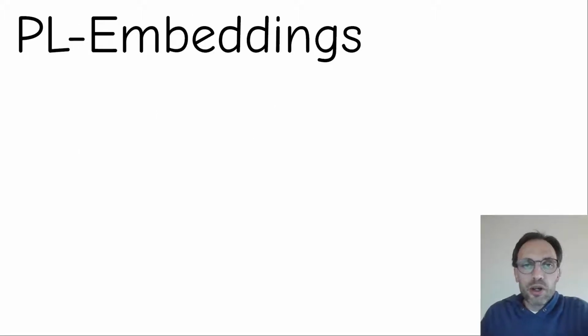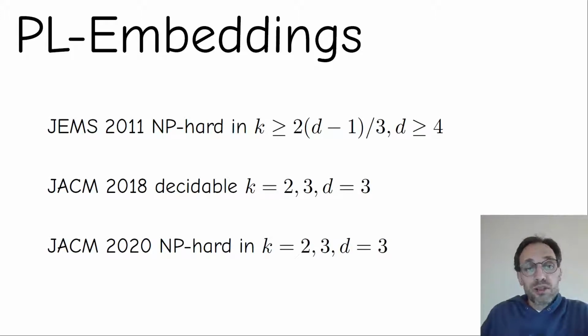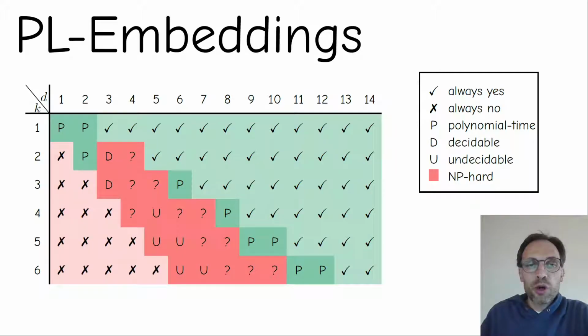And then let's go now a little bit specifically on the related work on piecewise linear embeddings, which are algorithmically much more easily handleable than topological embeddings. And there have been lots of results on NP-hardness, decidability, some cases which are undecidable, some cases that are polynomial-time solvable, and they all appeared in top math and computer science journals. So here's an overview.